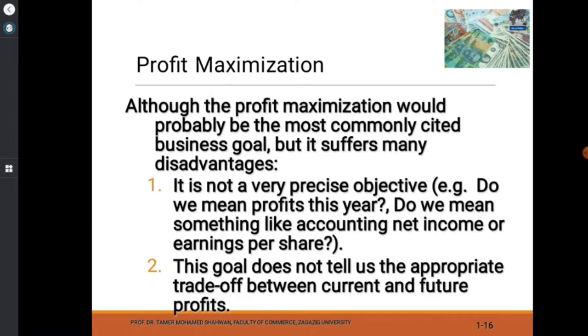The second disadvantage is that this goal doesn't tell you what the proper trade-off between current and future profits is.